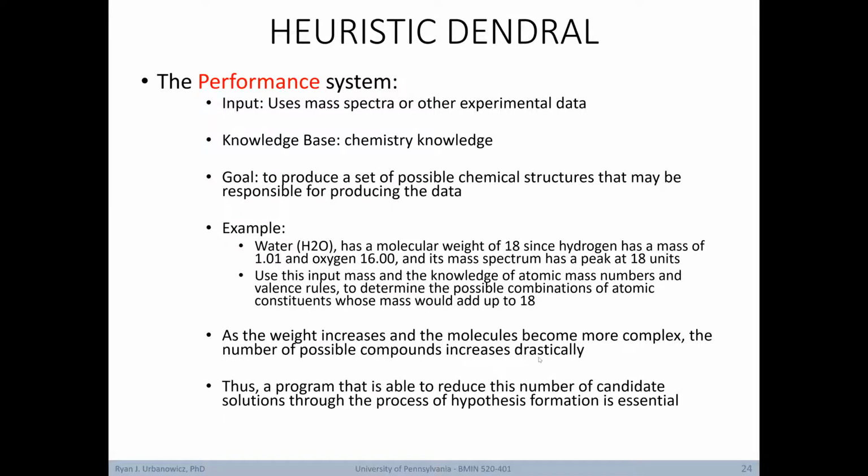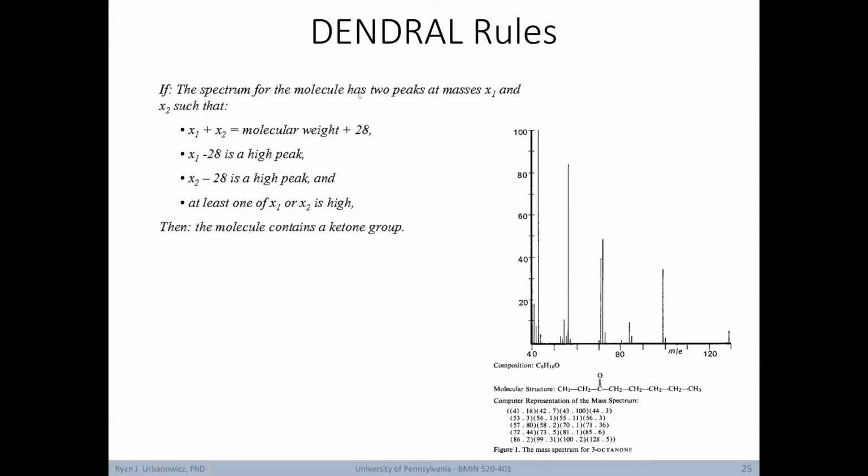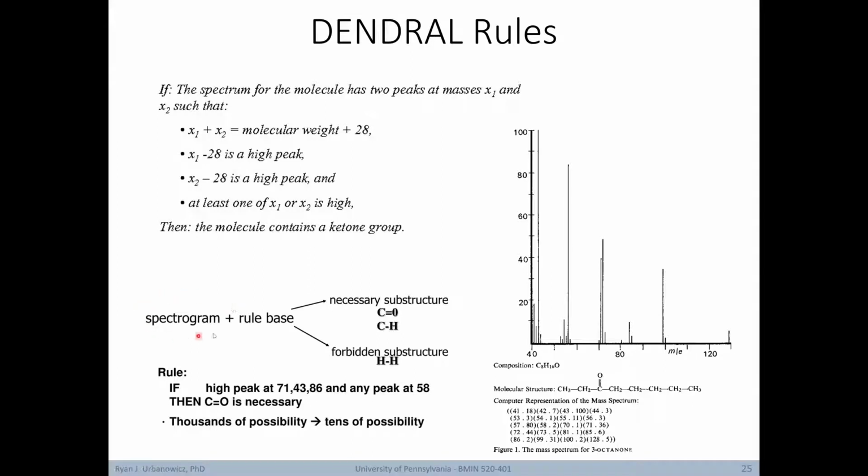DENDRAL is a rule-based expert system, and here's an example of a rule that you might find within DENDRAL. If the spectrum for the molecule has two peaks at masses x1 and x2 such that, and here are some of the conditions with variables in them, then the molecule contains a ketone group. And here the peaks are referencing this mass spectrometry graph here on the right. Basically, we can combine facts from the spectrogram as well as relationships from the rule base to identify the presence of necessary substructures or forbidden substructures.